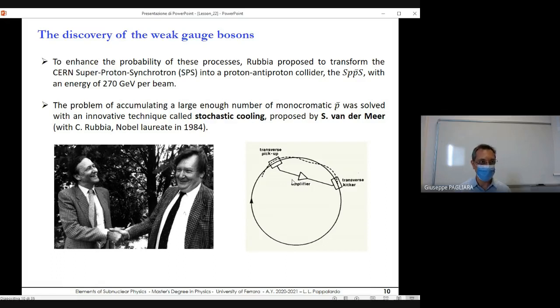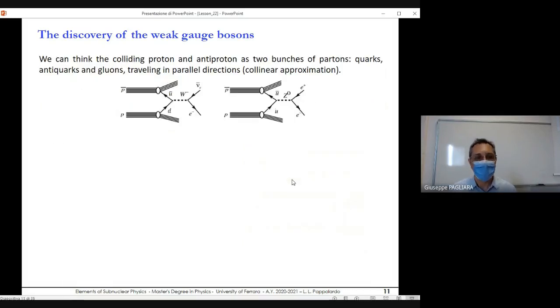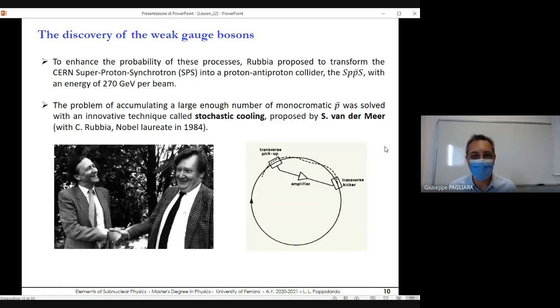Once we have done this, the beam is sufficiently intense and monochromatic, and you can finally inject it into your collider and make collisions with the proton beam from the other direction. So now back to the physics. Of course, Van der Meer got the Nobel Prize together with Rubbia for this idea. Without this idea, the experiment was not doable.